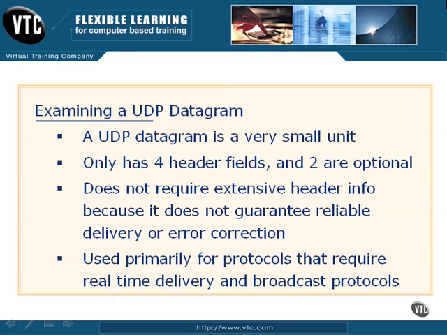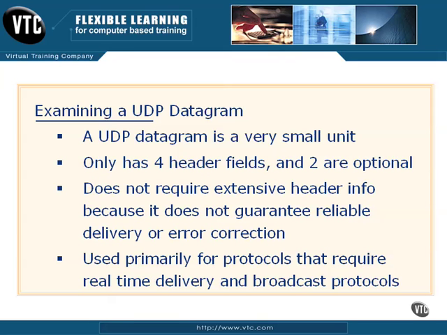Now that we've taken apart a TCP segment, let's look at a UDP datagram. Now, UDP is not like TCP because there are a lot of differences. They both take place at the transport layer, of course, but their construction is a lot different. First of all, a UDP datagram is very much smaller than a TCP segment. And it does not have all the extensive header fields that TCP has. It only has four header fields, in fact, and two of those you don't even have to use.